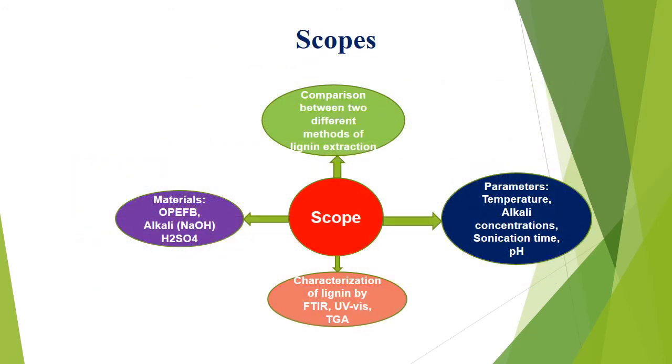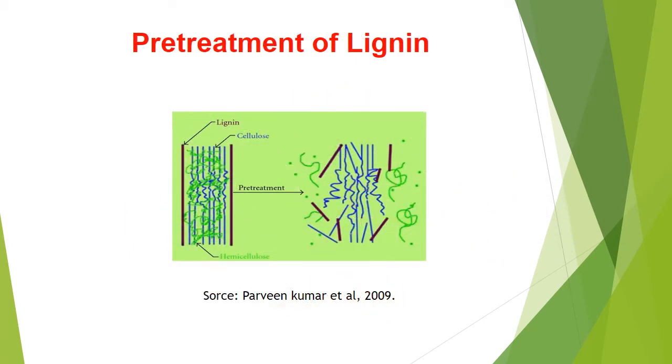Oil palm empty fruit bunch is used as raw material and sodium hydroxide is used as an alkali. Temperature, time, and concentration of alkali solvent are parameters taken as manipulated variables. Characterization of lignin by FTIR, UV-vis, TGA, elemental analysis, and comparison between two different methods of lignin extraction.